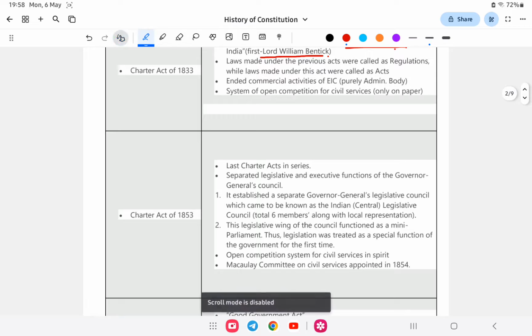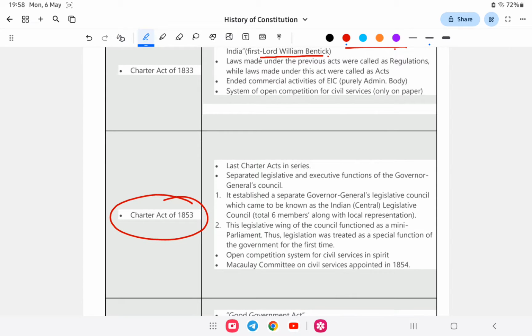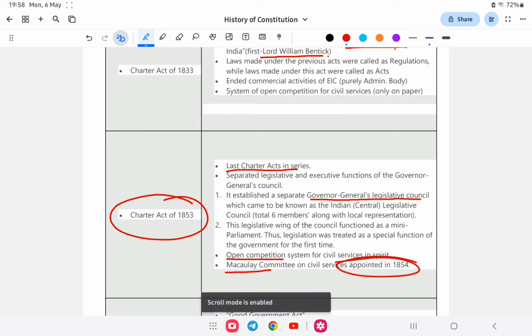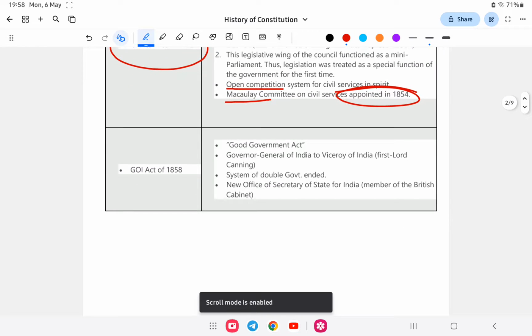Next, the Charter Act of 1853. This was the last of the charter acts. It established a separate Governor General's Legislative Council, and open competition for civil services was introduced in spirit. The Macaulay Committee then opened the civil service in 1854. So this is the Charter Act of 1853.